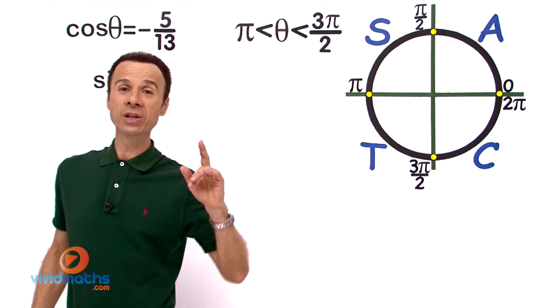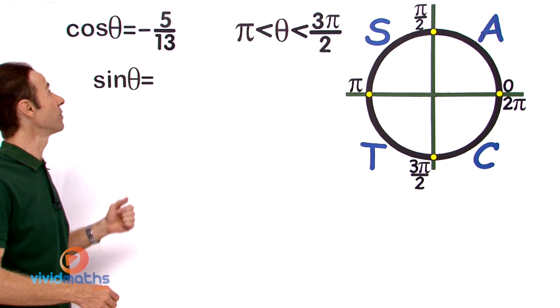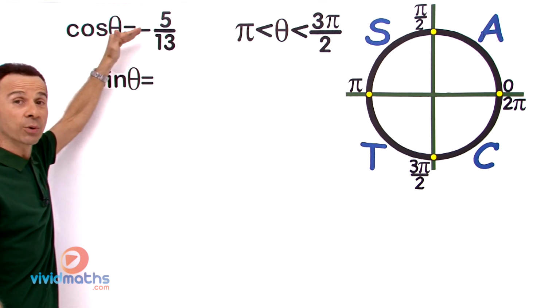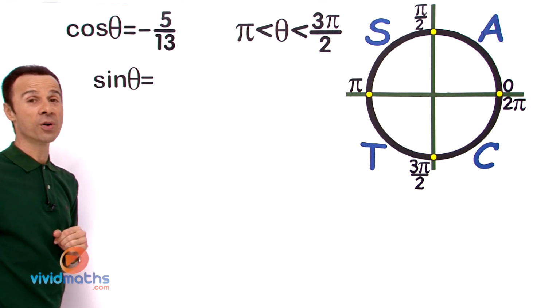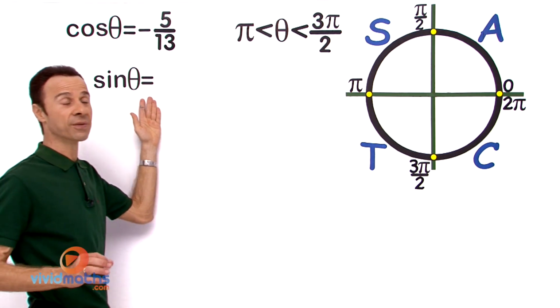Okay, we are given one trig function in order to find the other one. What are we given? Well, we're given the fact that cosine theta equals negative 5 on 13. We're asked to find sine theta. So that's what we're about to find.